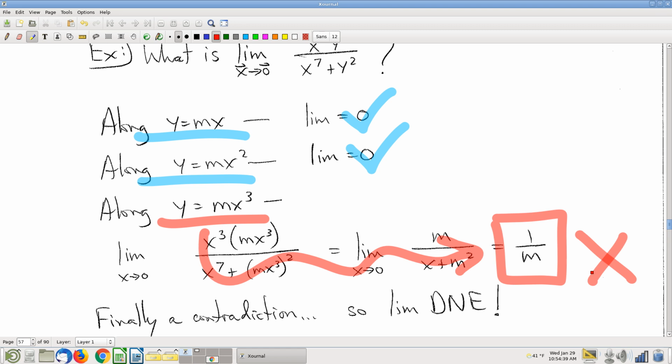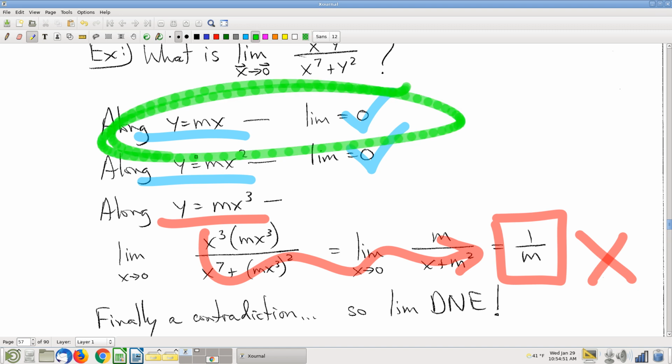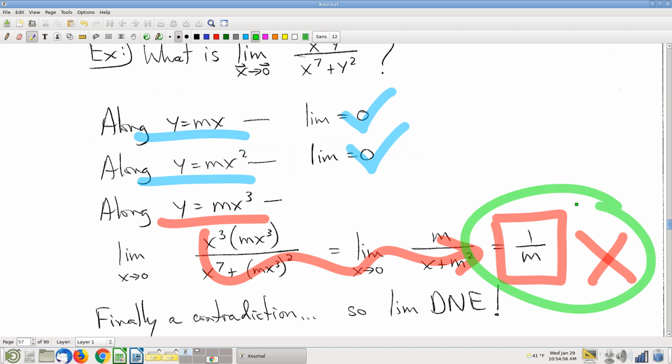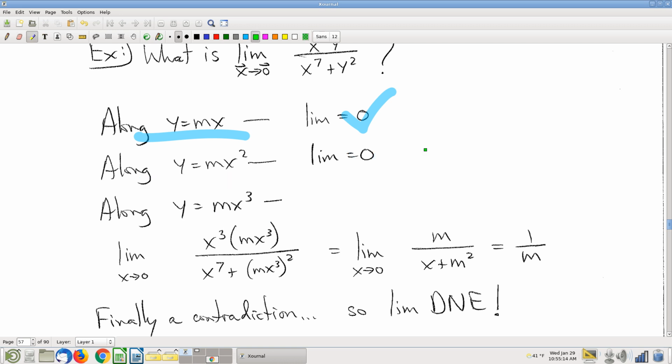So I think it's worth taking a little time to chew on and digest what in the world just happened here. It feels like I approached this point along all possible directions, and shouldn't that tell the whole story? Apparently not. If you bend it into the origin here, you get a not 0. Yes? Do you only have to keep checking for a contradiction if your first limits are equal to 0? You only have to keep checking if you don't get a contradiction.